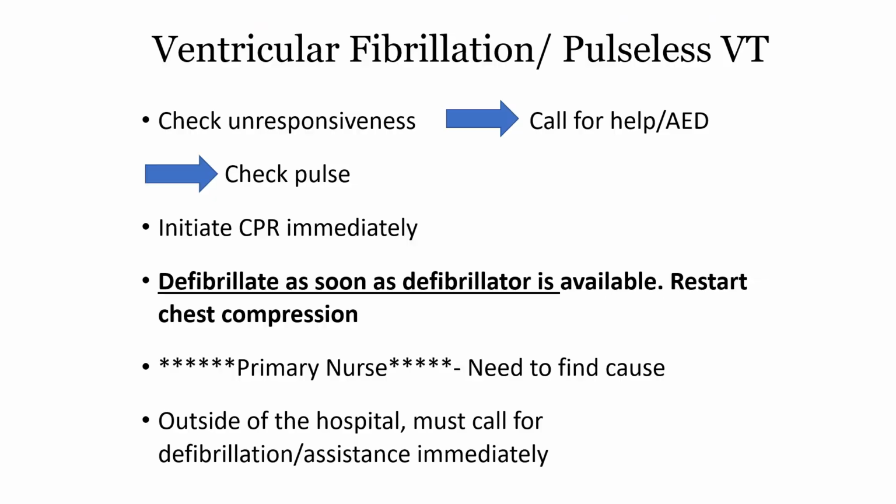V-fib and pulseless V-tach. These two rhythms are shockable rhythms. So again, if we are assessing a patient, either in their room or out in public, we come upon a patient, they're unresponsive. Mr. Jones, we tap on our patient, call 911. We're in the hospital, we push a code button, say, get the defibrillator, get an AED. We check pulses. We are not going to feel a pulse with pulseless V-tach or V-fib.